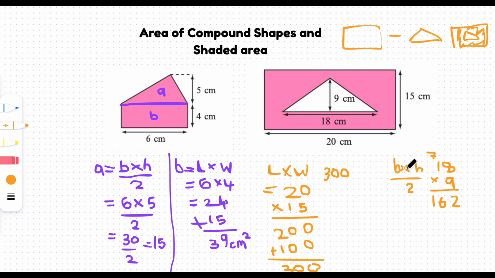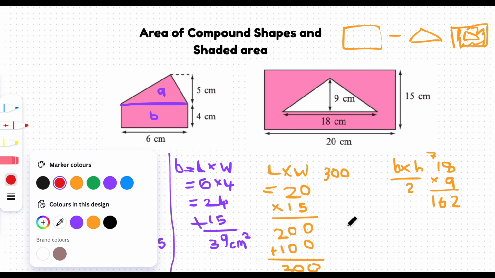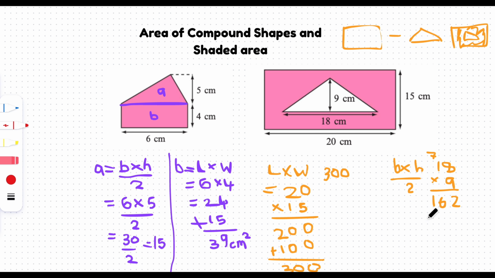Remember, the formula says base times height divided by 2. So most students now will forget to divide by 2. So now that we've multiplied our base of 18 by our height of 9, we got 162. Now we divide by 2. Okay, let me just use a different color quickly so that it's a bit easier for us. So divided by 2. The way you do it, 2 goes into 16 8 times. 2 goes into 2 once, so we have 81.